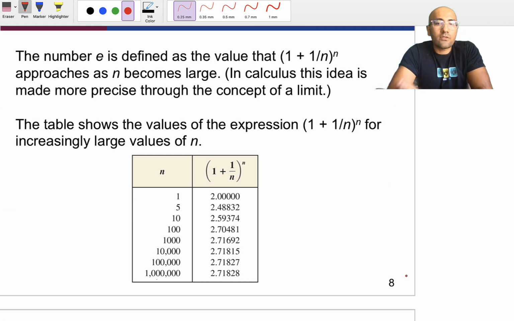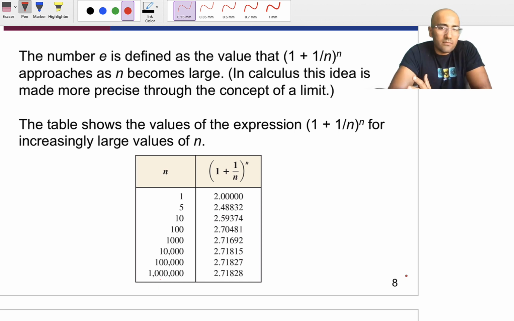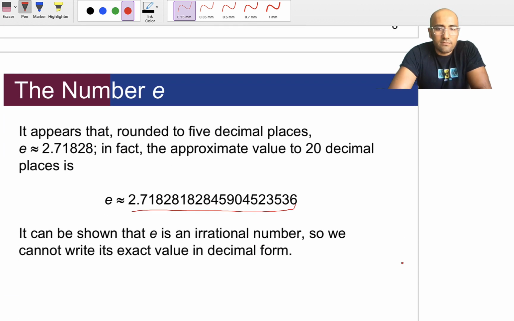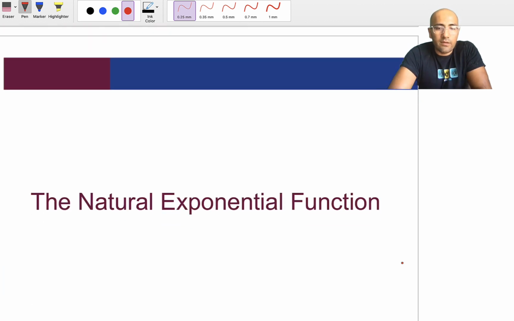No. I still haven't answered why we care about this. This was just fun for now, obviously. But why do we care about this? Why is this such an important thing? That's to be discovered. It is a very important number.